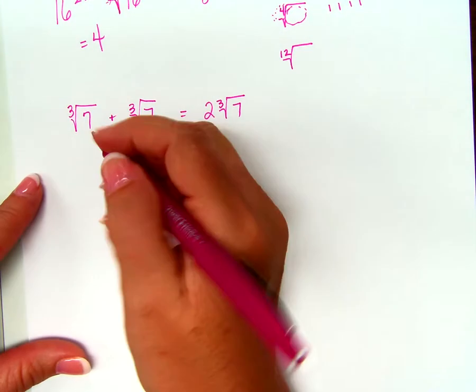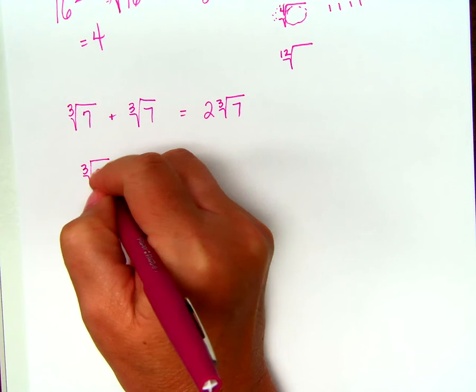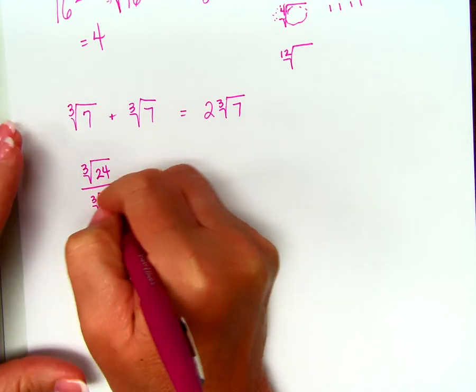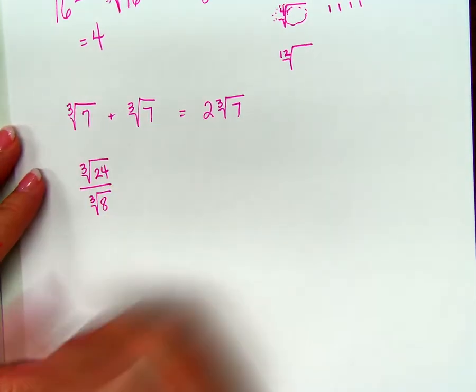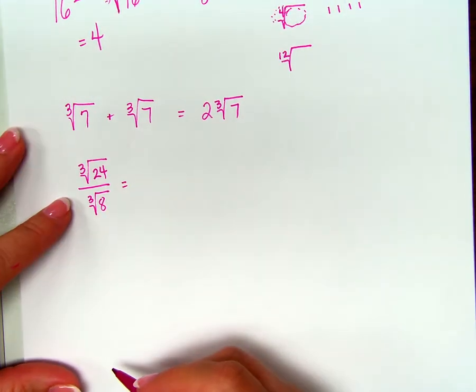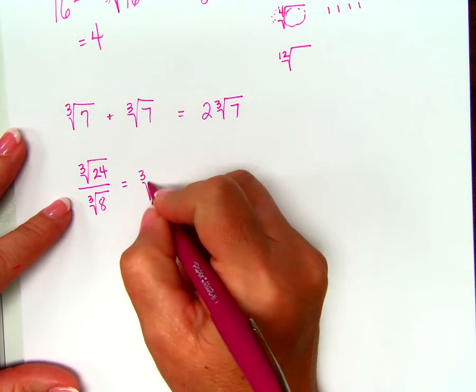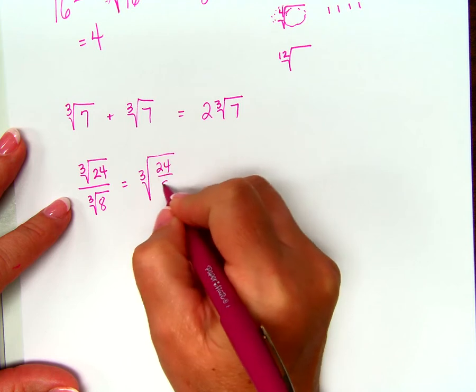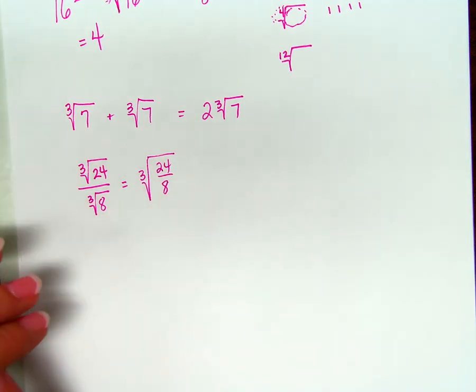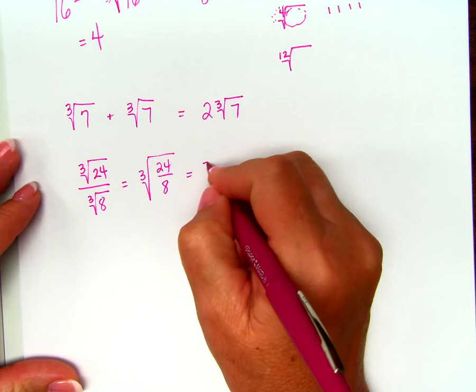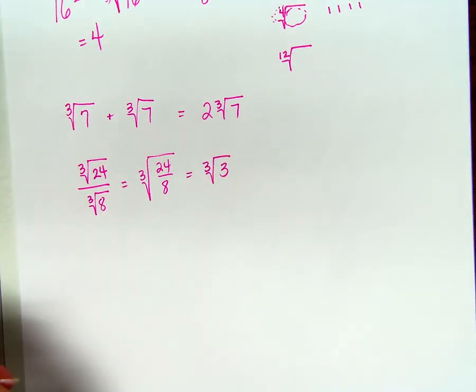Okay? But are we allowed to do something like this? The cube root of 24 over the cube root of 8. Yes. Yes, we are. Okay? If we have the cube root of 24 over the cube root of 8, what are we allowed to do? 24 divided by 8. Do we know 24 divided by 8? 3. So the cube root of 3. Do we know the cube root of 3? No. So we're done. That's the answer. Any questions about any of that?